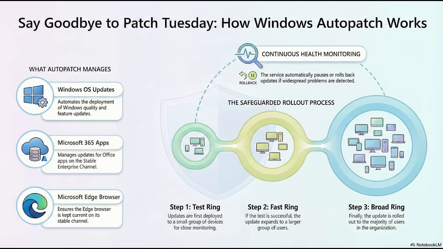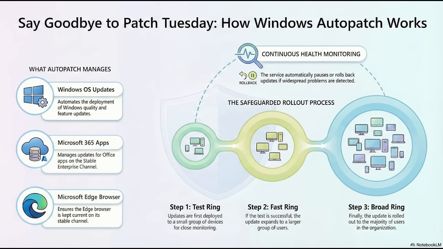So how does it mitigate the risk of a bad patch taking down the whole company? Yeah. That used to be the nightmare of every IT department. It uses a really scientifically managed progressive rollout through rings. You have test, fast, and broad. Okay. Updates are first deployed to a small group of test users, and they're monitored very closely for health and performance metrics. If it passes, it moves to the fast ring, which is a larger group, and then finally to the broad ring, the majority of users.